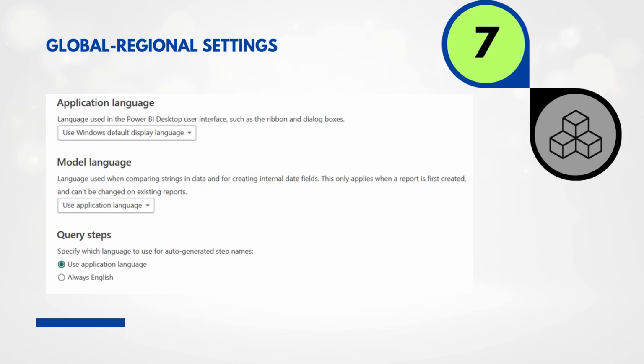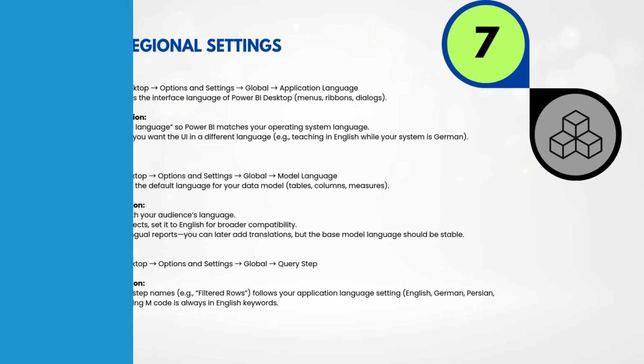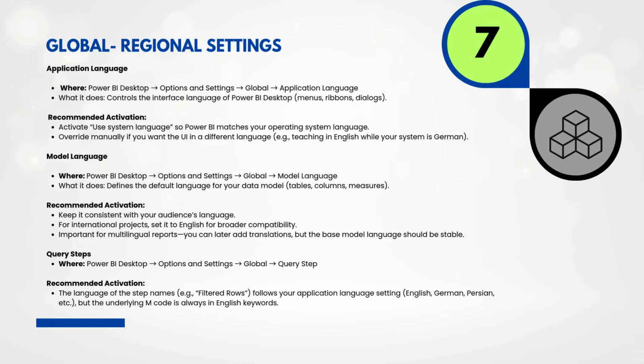Let's move on to another important part of Power BI's global options, the language settings. These settings might seem small, but they have a big impact on how you and your audience experience your reports. First, we have the application language. This controls the interface language of Power BI Desktop, things like menus, ribbons, and dialog boxes. The best practice is to keep it set to your system language, so Power BI matches your operating system. But you can override it if needed.